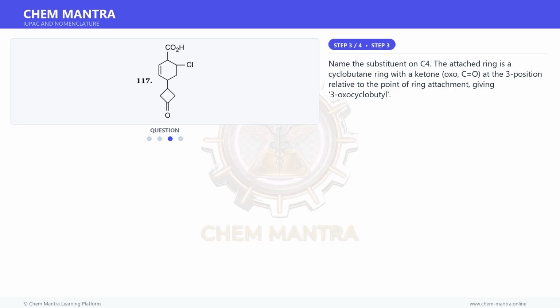Name the substituent on C4. The attached ring is a cyclobutane ring with a ketone, oxo, C equal to O, at the 3 position relative to the point of ring attachment, giving 3-oxocyclobutyl.